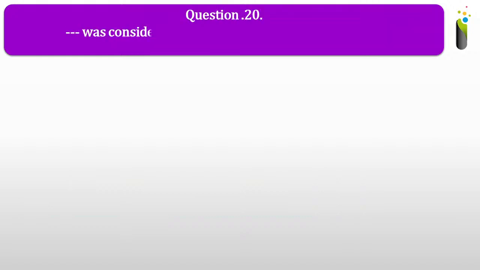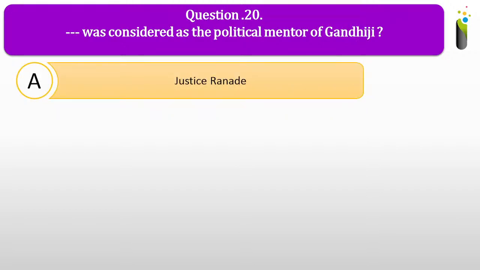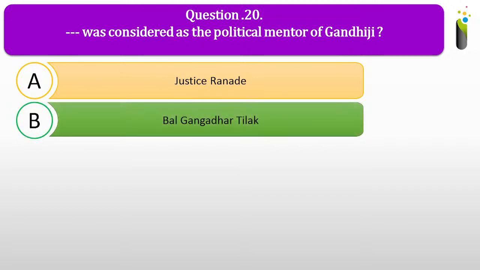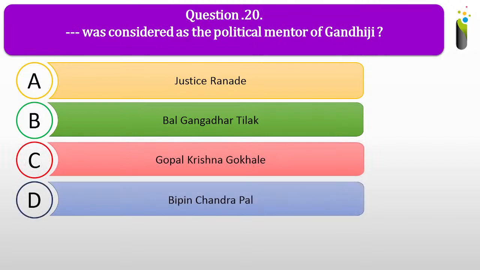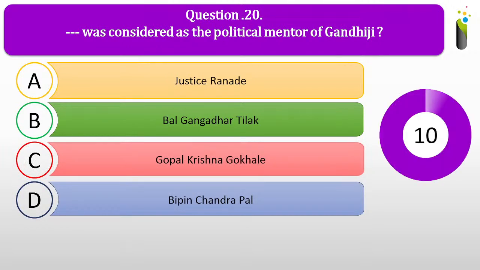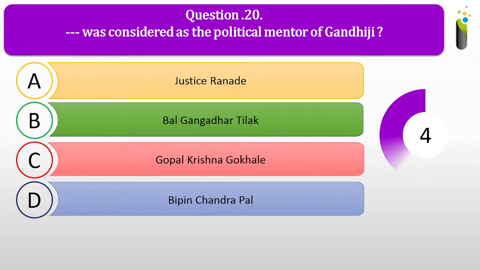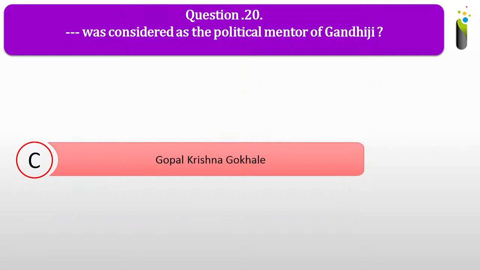Question number 20. Dash was considered as the political mentor of Gandhiji. A. Justice Ranade, B. Bal Gangadhar Tilak, C. Gopal Krishna Gokhale, D. Bipin Chandra Pal. So the answer to question number 20 is C. Gopal Krishna Gokhale was considered as the political mentor of Gandhiji.